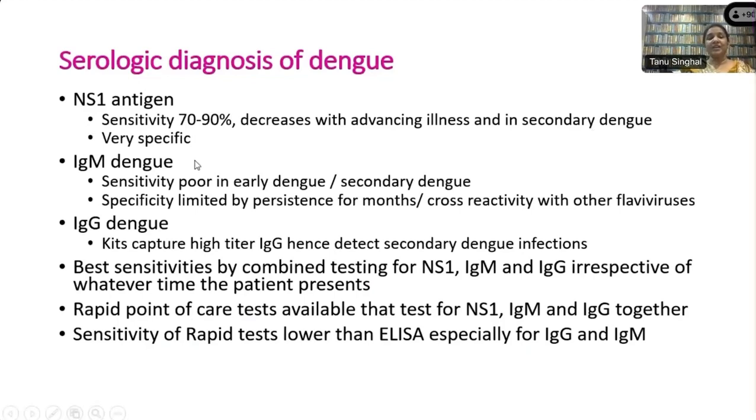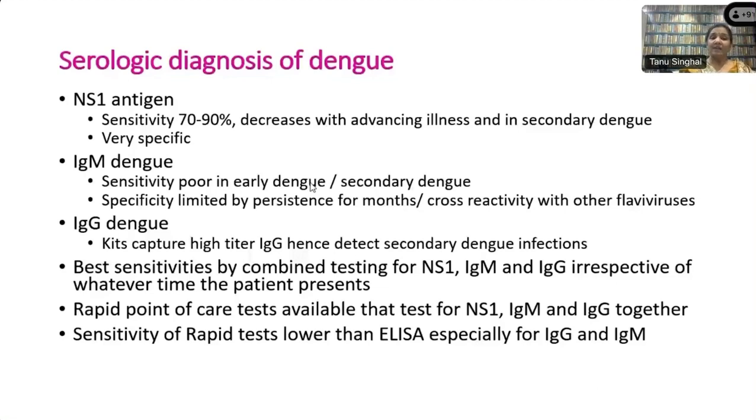IgM dengue, on the other hand, its sensitivity is poor, because in early dengue up to day 7, when most of the patients are running fever and you do tests, your IgM may be negative. And also in secondary dengue, you may not see an IgM rise. On the other hand, the specificity is limited because of cross-reactivity with other flaviviruses, and also because your dengue IgM can persist for 3 months to 1 year.